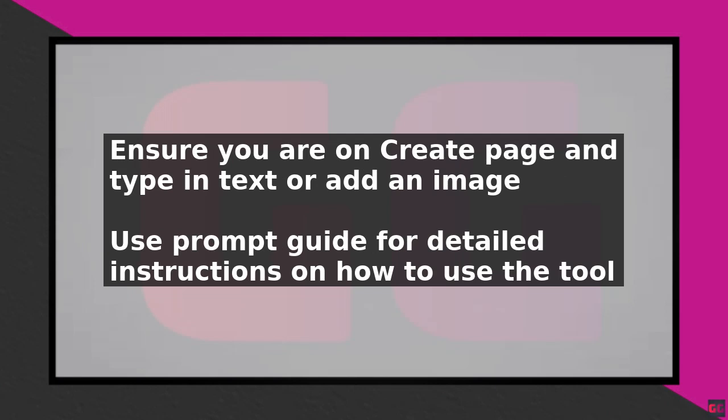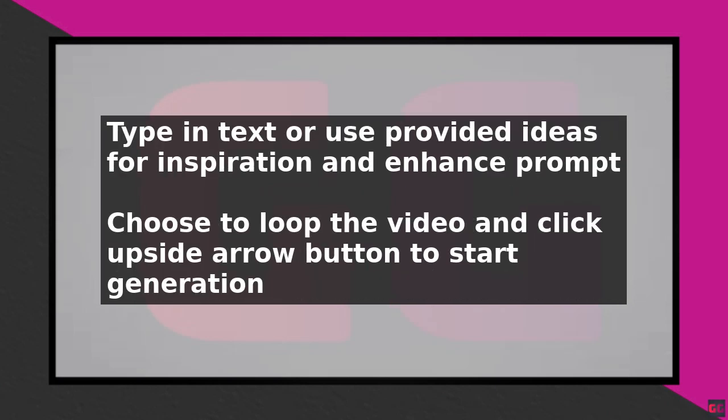After logging in, ensure you are on the Create page, not the API account page. From here, you can type in text or add an image to generate a video. For guidance, a prompt guide is available that provides detailed instructions on how to use the tool. To begin, simply type in the text you want to see generated, or use the provided ideas for inspiration.